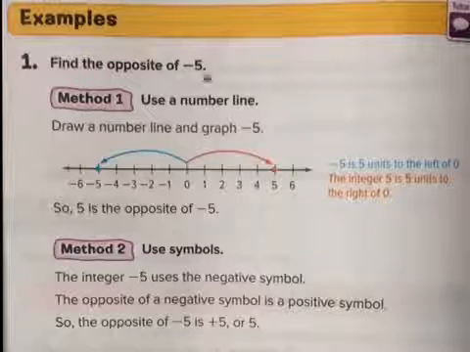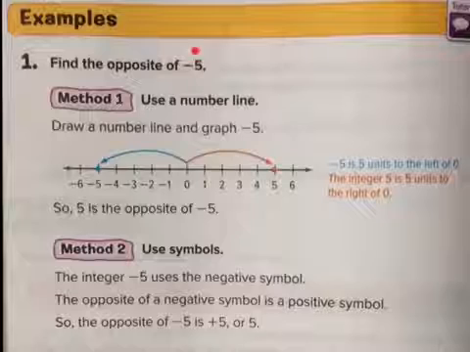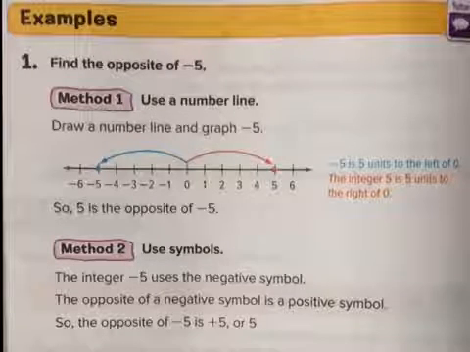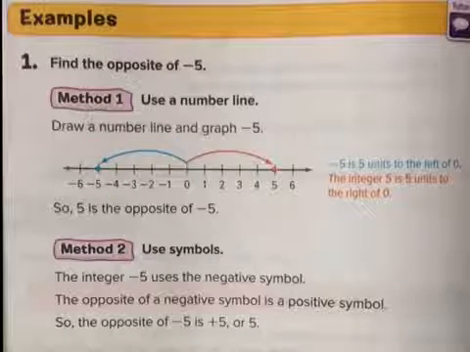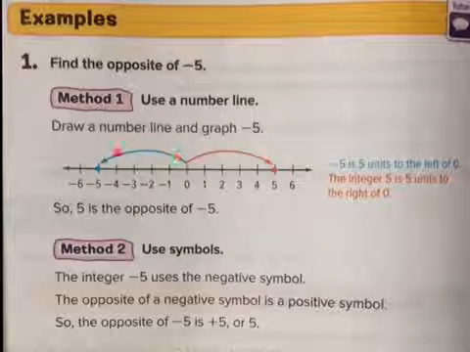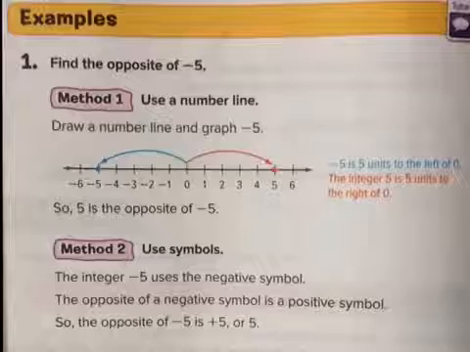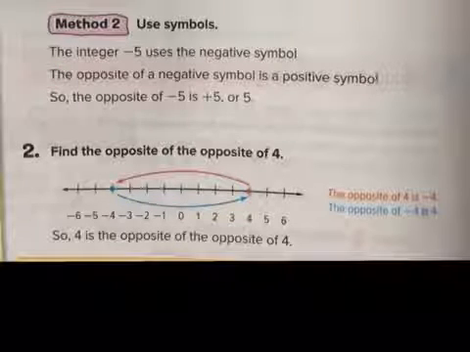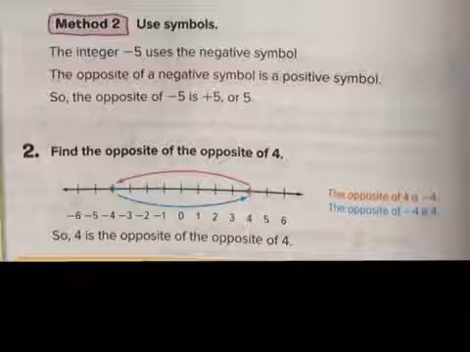Find the opposite of -5. Simply remove the negative and you'll have +5, right? Or you can draw a number line and you can see that you have -5 here and +5 there. They're both opposite because they're both the exact mirror on the other side of 0. The second method is simply changing the symbol. You have a -5, just change the symbol to a positive, and that's your opposite.